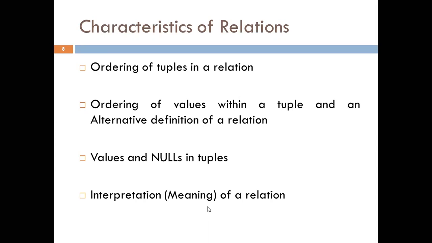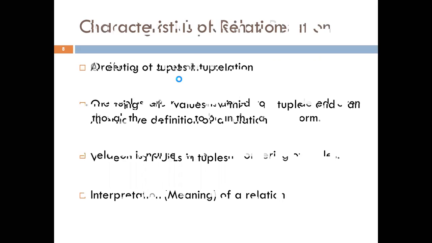Those characteristics are, these are the four characteristics. Ordering of tuples in a relation. Whenever we are writing a row, is there any order within the tuples? Which tuple should come first or which should come next? Whether any ordering is present or not. Then ordering of values within a tuple and an alternate definition of a relation. Ordering of values within a tuple means which attribute values will come first and which will come next. Then whether we can specify values and nulls, and how do we interpret a relation. We shall see all four of these.